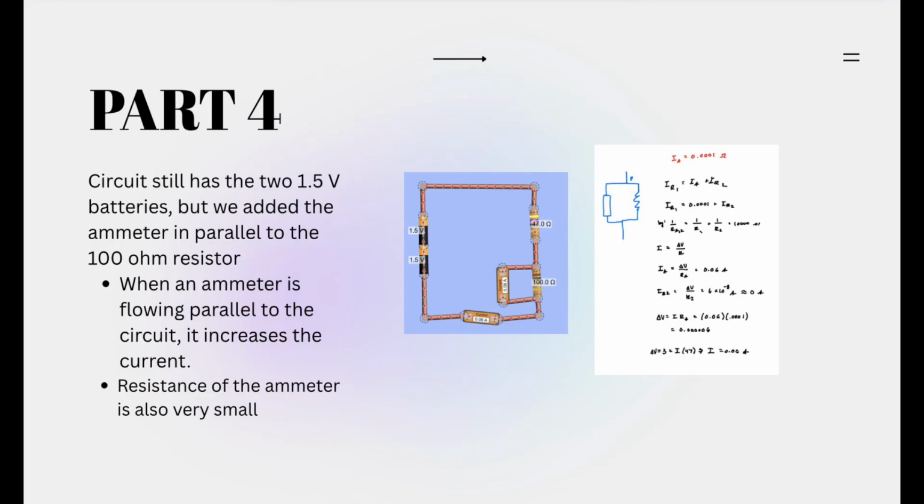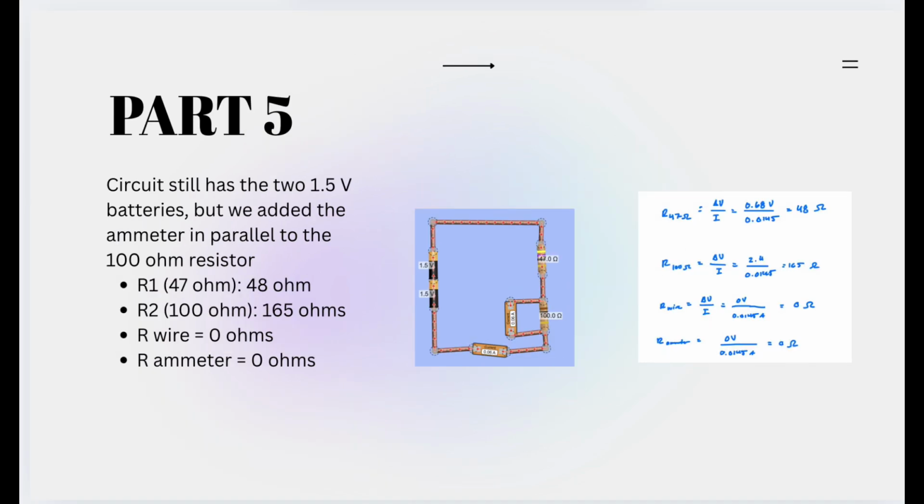In part 4, we added the second ammeter back to create a node, and this actually creates a new parallel flow of the circuit, so that is going to increase the current. It is also important to note that the resistance of the ammeter is very small. In part 5, we found the resistance of each component, and to do this, I used Ohm's law to convert the equations to find the resistance for each piece.